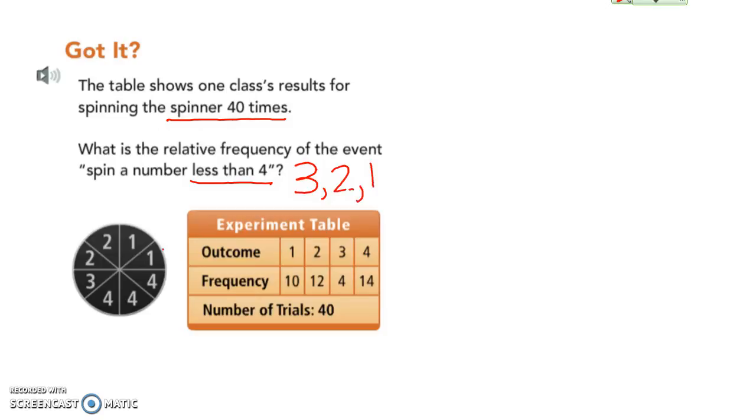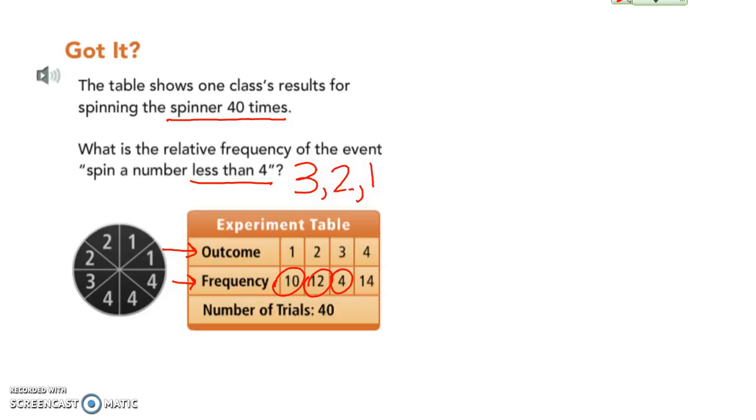So they tell us in the first row of the table what the outcome is. That means the number that the spinner landed on. And then below it, they tell us the frequency. That's the number of times it landed on whatever number is above it. So since I'm finding the relative frequency of spinning a 3, 2, or 1, those numbers that are less than 4, I'm going to just add the frequencies together.